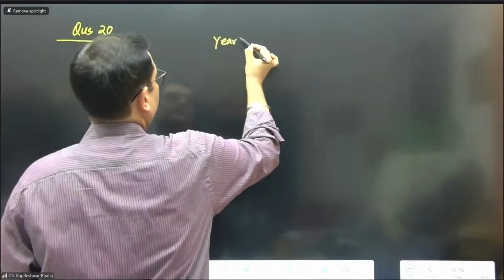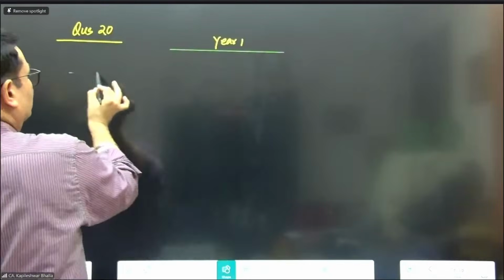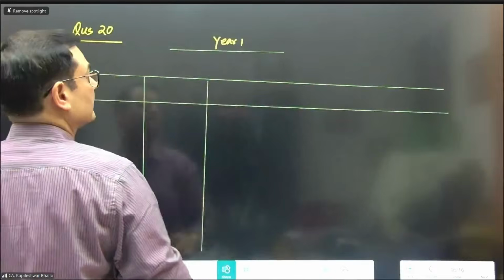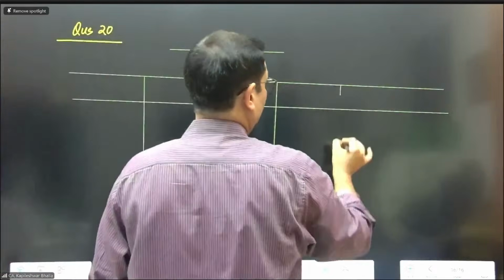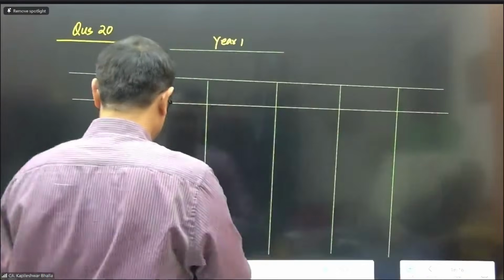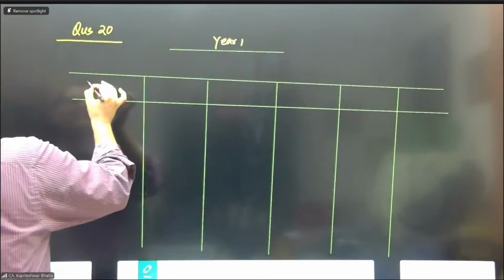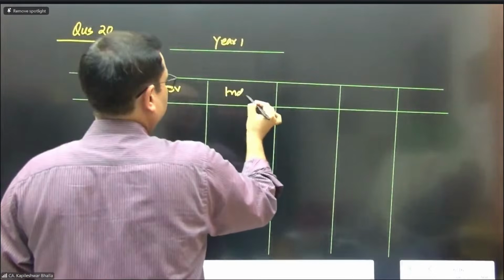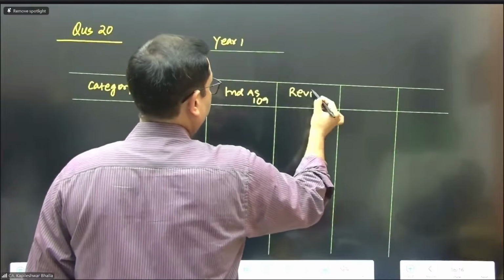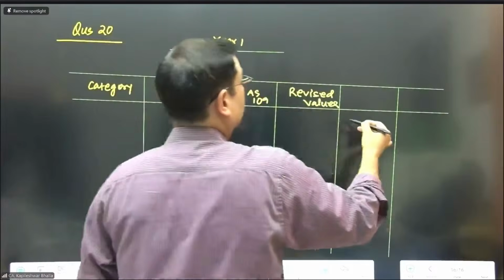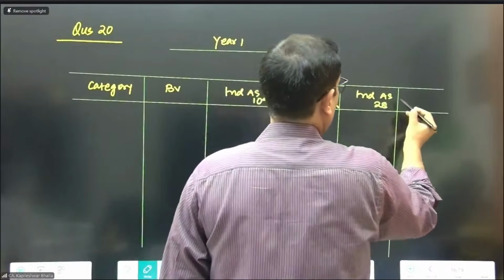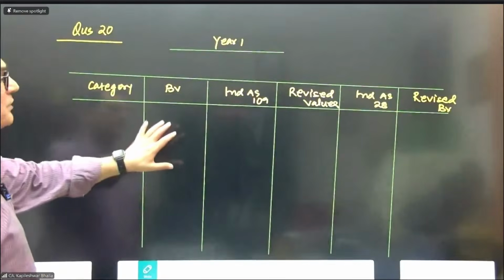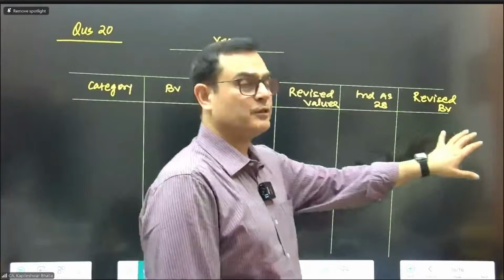Let's begin with year number 1. We've got three categories of investments, so let's take a column for these three categories. Let's get their book values, and let's see the application of Ind AS 109 so we can get the revised values. And then let's see the application of Ind AS 28, and we can get the revised book values again. So this will be the best way to do this particular question. Consider the existing book value, apply 109, get the values, apply 28, and get the book values.